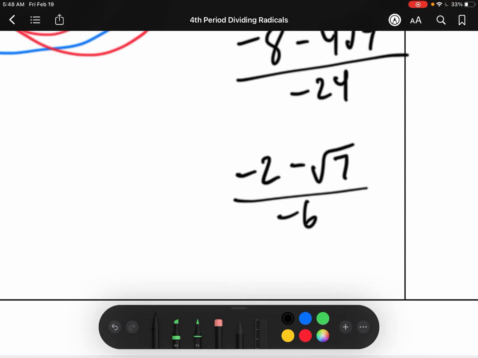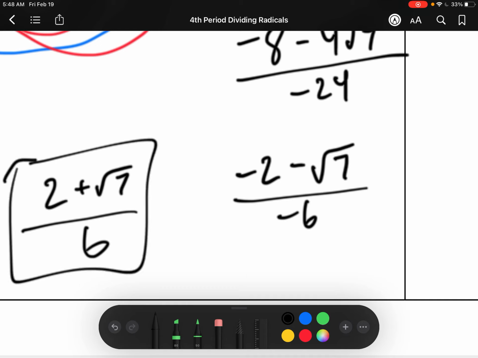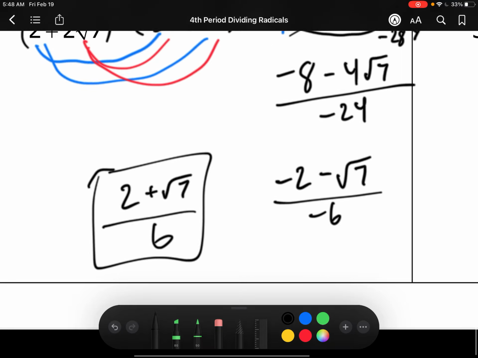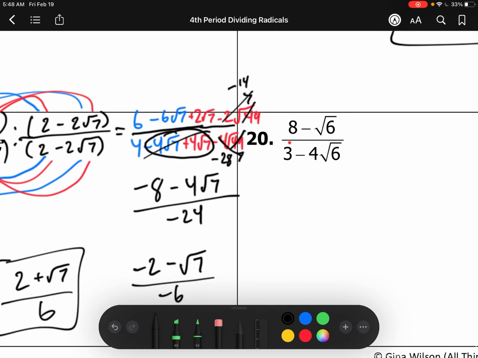So divide each by negative 1, right? So it's going to be 2 plus the square root of 7 divided by 6. You just change the signs, right? Since they're all negative, you can change them all to positive. All right. So hopefully that one made sense as well.